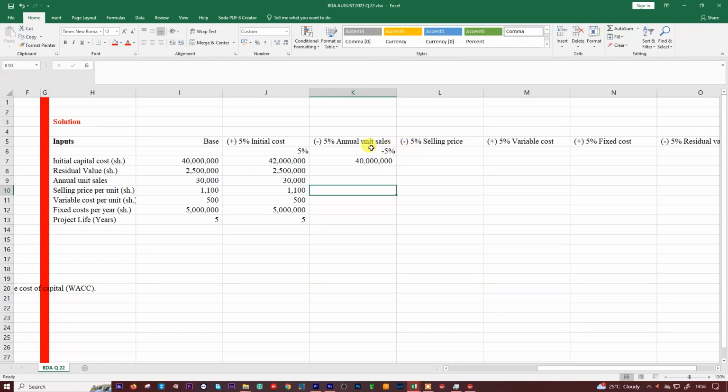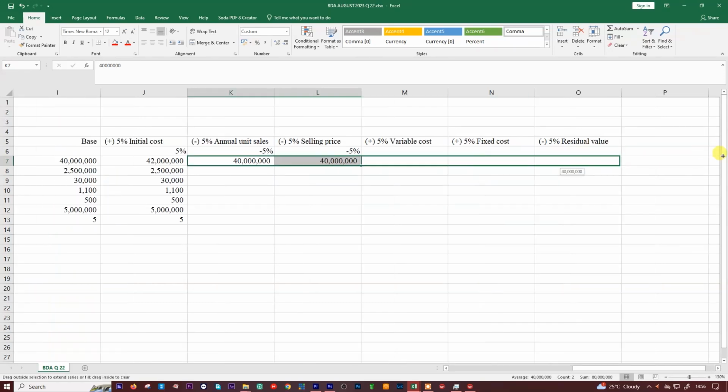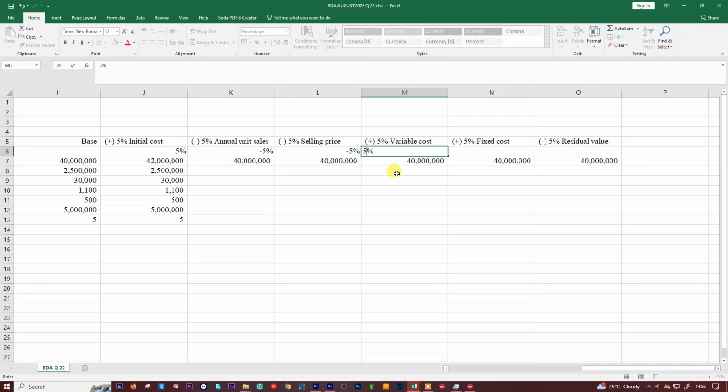We say the variable cost is also going to decrease over here. So we put negative 5% in terms of selling price, sorry. So negative 5%. We put that, and it remains the same over here, I'll explain that. If you're talking about the variable cost itself, it also remains the same like that, including the residual value. But what we're saying is that here we will need to put 5%, because it's 5% variable cost, then negative 5%.